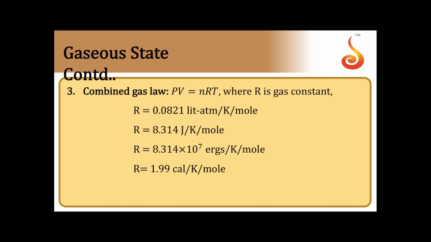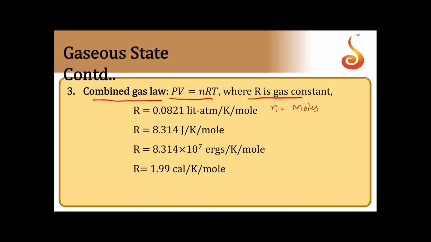Now the combined gas law, or combined gas equation: PV is equal to nRT. Here n stands for the number of moles of gas, P is pressure, V is volume. R is known as the gas constant, or the universal gas constant. And the various units and values of R are as follows.